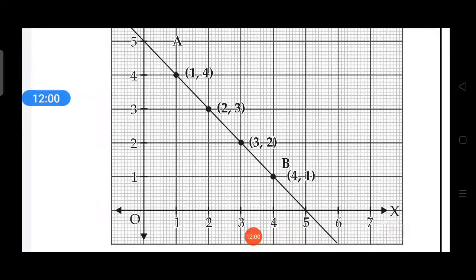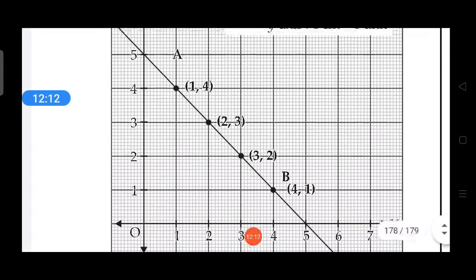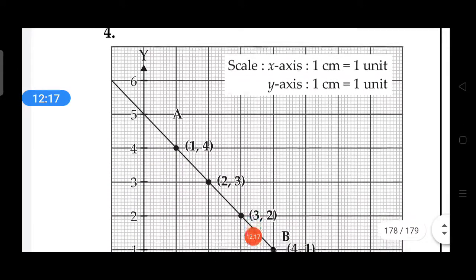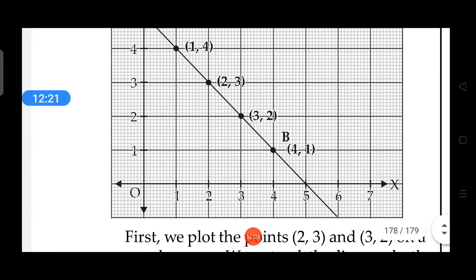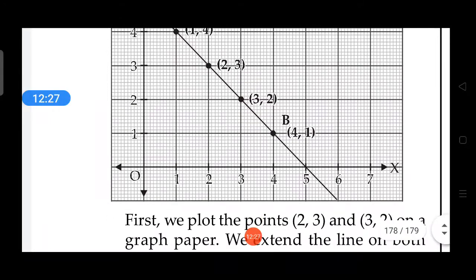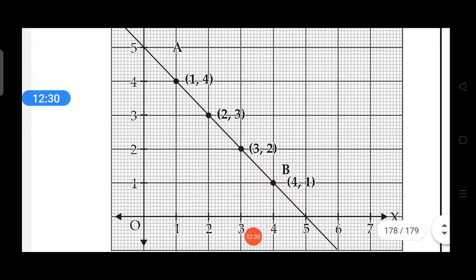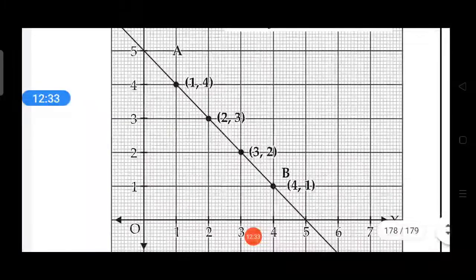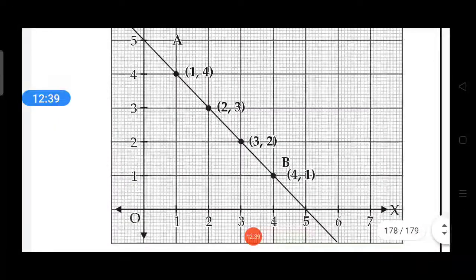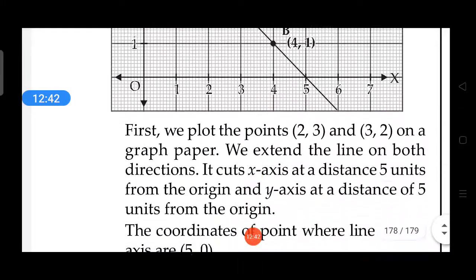So first of all we have to plot the graph. When we plot the graph, A and B points, so 1, 4, 2, 3, 3, 2 and 4, 1. So you can understand what is 4, 1. 4 is for the x-axis and 1 for the y-axis, that is the scale. Okay, like that we can easily do, and then we can join all the points with the help of a scale. So it joins both the axes, x-axis and y-axis.